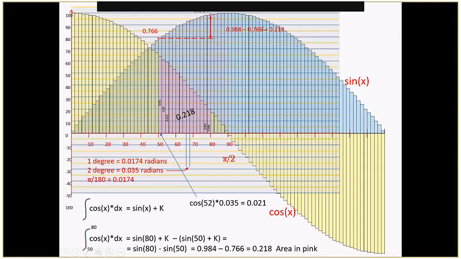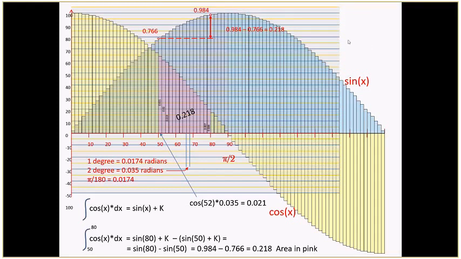You can see that these vertical lines are drawn at 2 degrees each. And so 1 degree would be 0.017 radians, and 2 degrees, that's how I drew here, 0.035 radians. And if I look at the area of this tiny sliver here, which is 0.021, that's the area of this. And how it is computed, I took the 52 degrees value, which is here, so cosine of 52, multiplied by 2 degrees, which is the width of this rectangle, 0.035, equals 0.021. So that's the area of the first pink sliver.